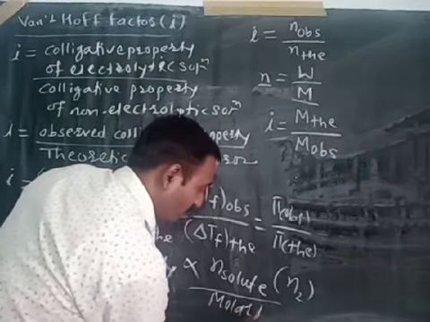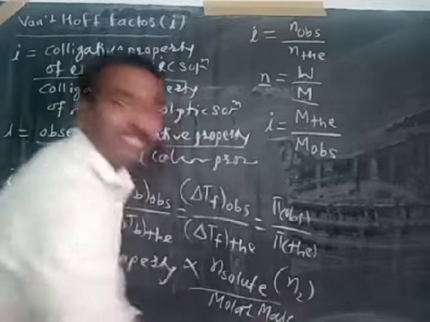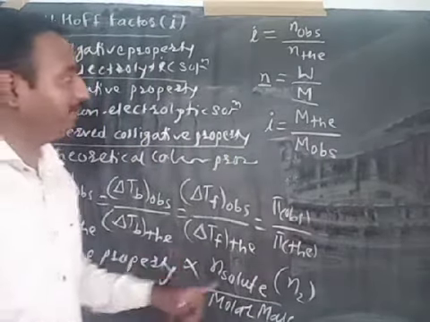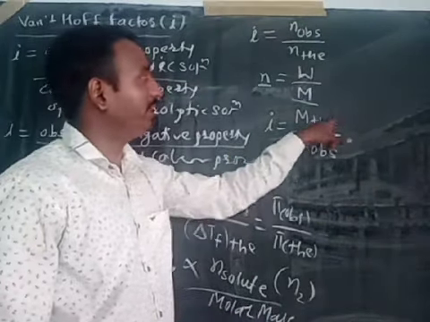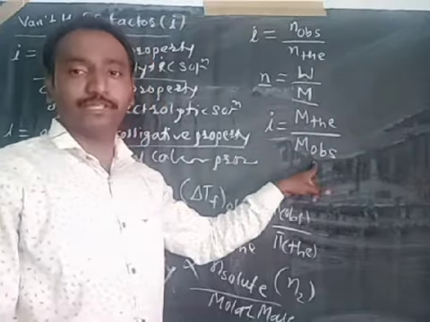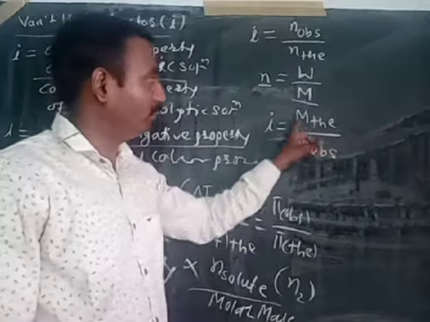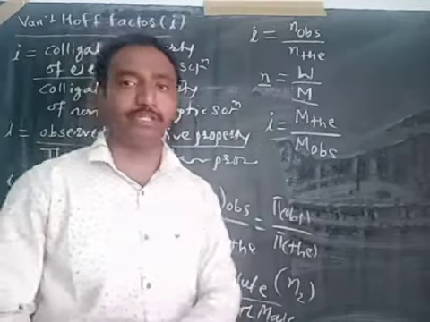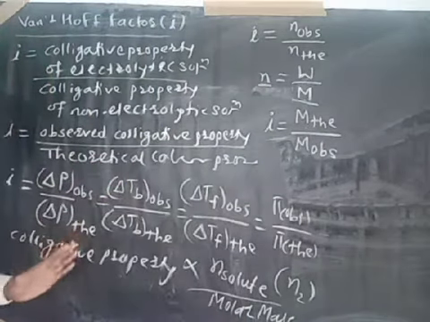And if colligative property is inversely proportional to the molar mass, that means i is equal to M theoretical upon M observed. Get it? i is equal to M theoretical upon M observed. This is about the Van't Hoff factor.